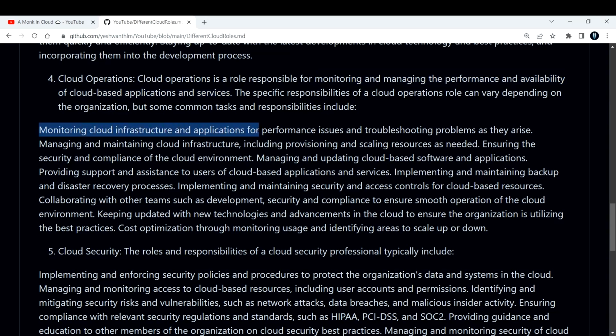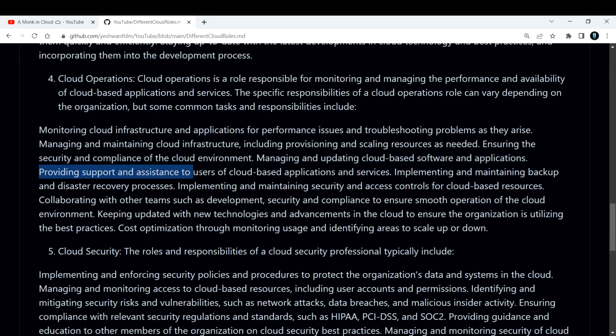Monitoring cloud infrastructure and applications for performance issues and troubleshooting problems as they arise. As I told you, you need to look into the problems and you need to fix the problems. Managing and maintaining cloud infrastructure, including provisioning and scaling resources as needed, is one of the important responsibilities. You need to ensure the security and compliance of the cloud environment. Managing and updating cloud-based software and applications is also your role if you are looking at cloud operations.